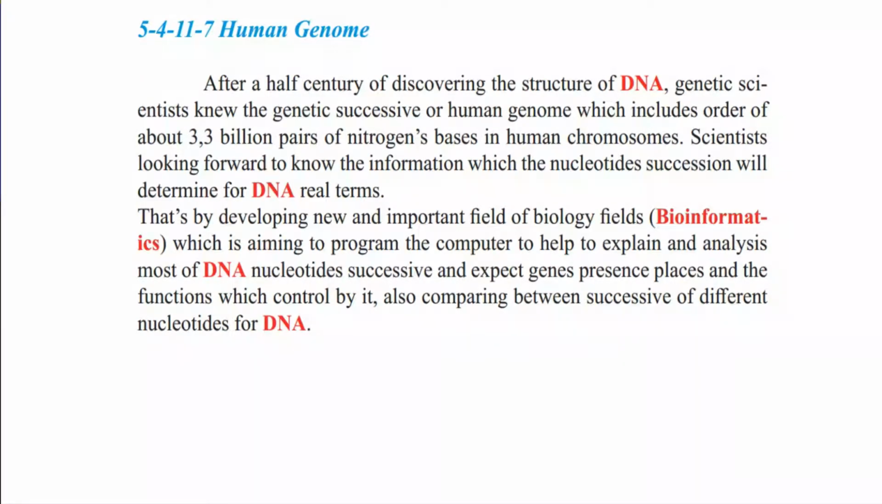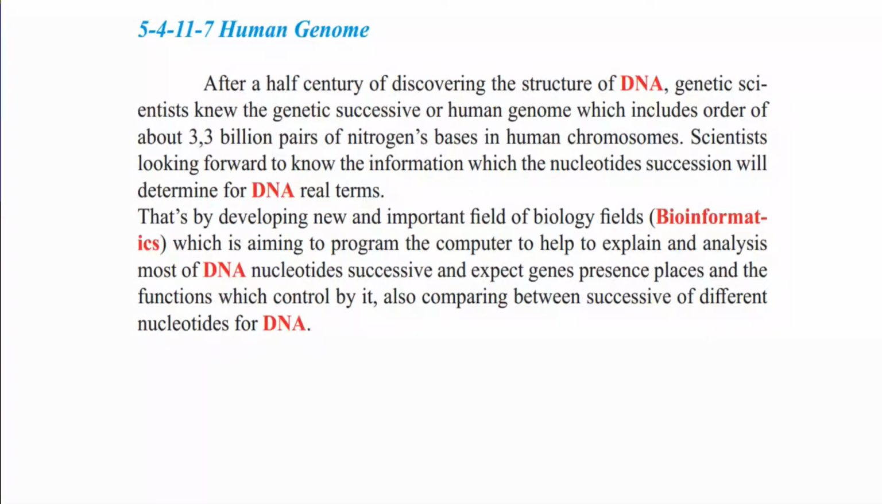Human genome. After half a century since Watson and Crick discovered the structure of DNA, genetic scientists learned the genetic sequence, or human genome, which includes the order of about 3.3 billion pairs of nitrogenous bases in human chromosomes. But knowing these nitrogenous bases is like knowing the letters in a book, but not their order and not what they mean. Scientists are looking forward to knowing the information which the nucleotide sequence determines for DNA. They're still looking to learn what these words mean.